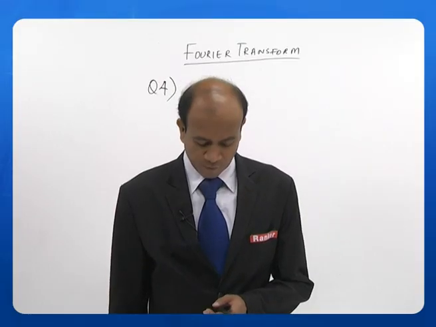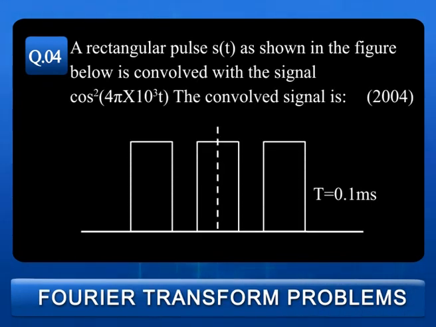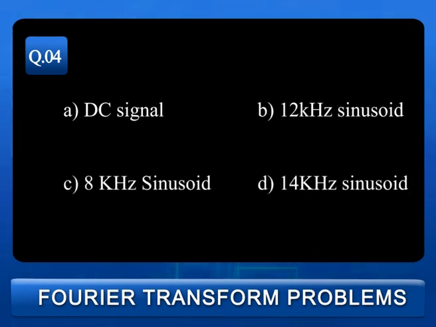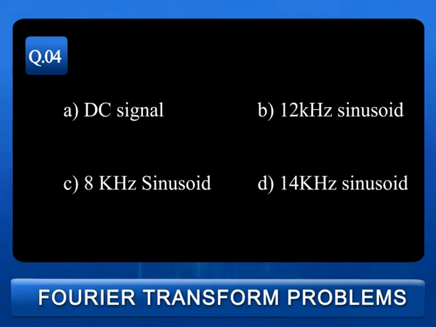Let us see the next question. The next question is, a rectangular pulse s of t is shown in the figure below. It is convolved with the signal cos square 4 pi into 10 to the power of 3t. The convolved signal is, there are 4 choices given. A is DC signal, B is 12 kilohertz sinusoid, C is 8 kilohertz sinusoid, and D is 14 kilohertz sinusoid. So, 4 options are given.